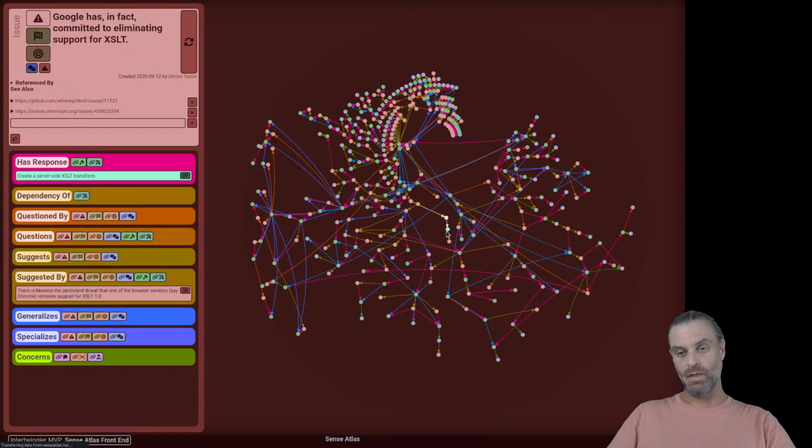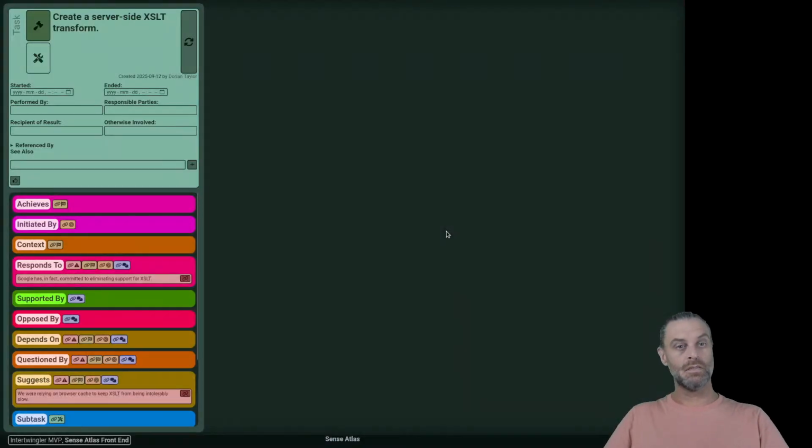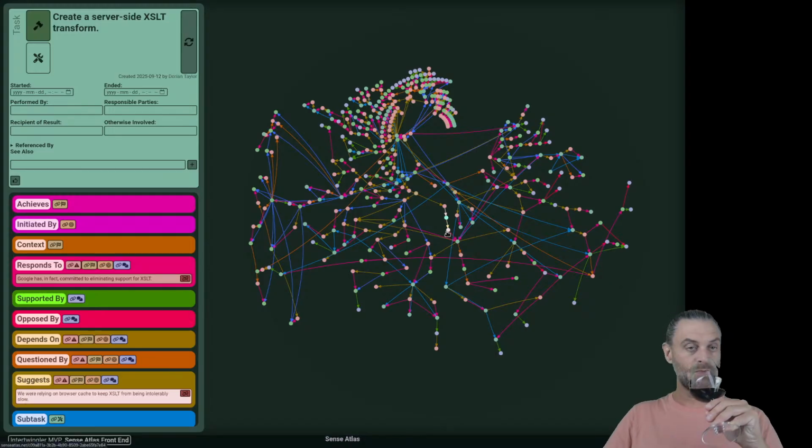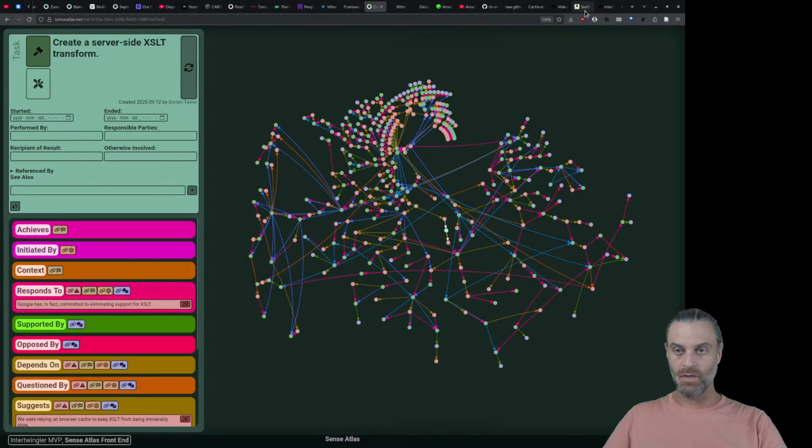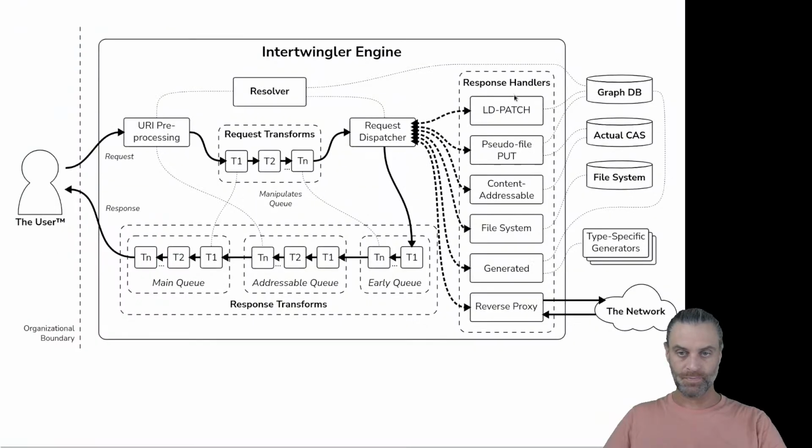So I've got to create a server-side XSLT transform, which is not a lot of work. I probably even have some lying around somewhere. But the problem is all of the handler stuff. If I go back to this guy, these are all handlers. The request comes in, does some stuff, hits a handler. The handler does some stuff and sends it back out.